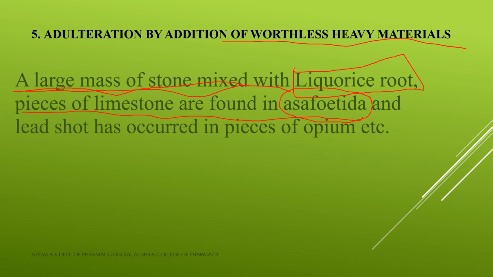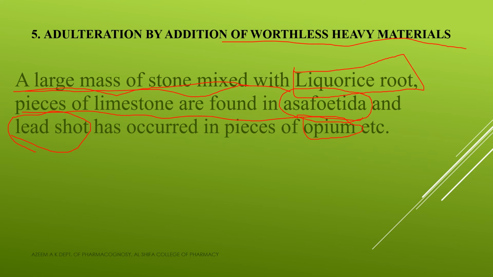Then opium poppy, it is a contraband drug, and this opium poppy is also costly. So this can be adulterated with the help of lead shots. Lead shot means balls of lead. Lead shot does not have any medicinal value. Instead, it is also toxic, and lead shots can be used as adulterant for opium poppy. So this is the adulteration by addition of worthless heavy material.